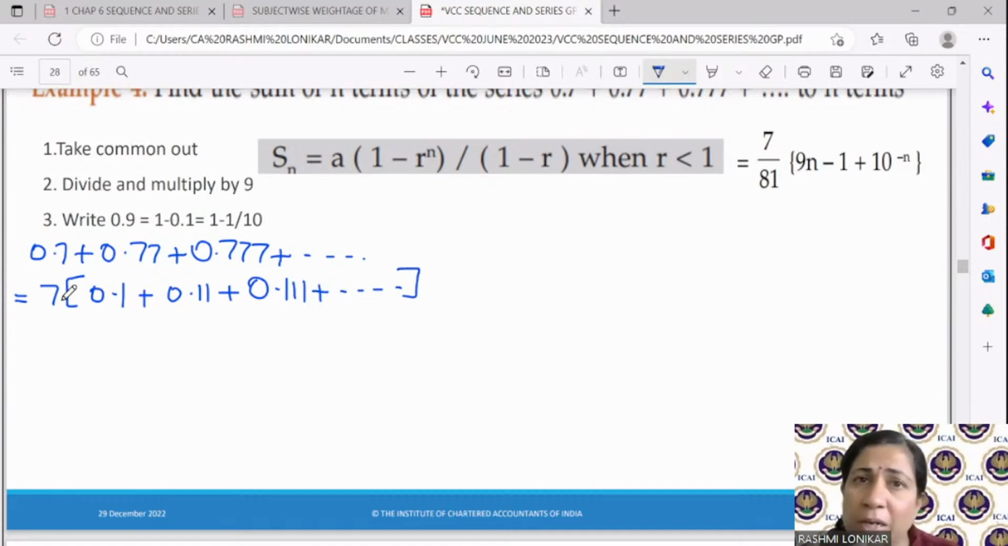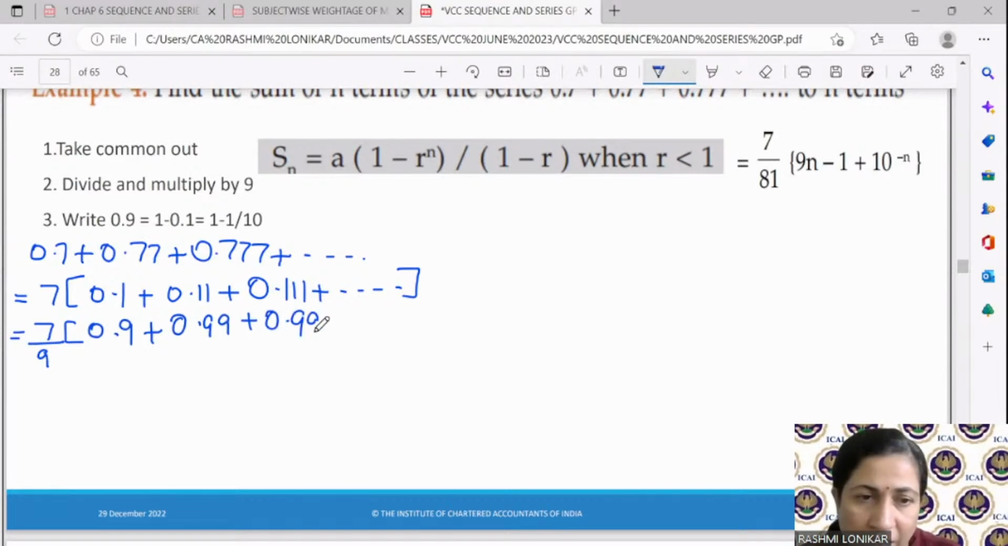Now, second step, multiply and divide by 9. So this is equal to 7 upon 9. What I do is I take the 9 inside the bracket in the numerator. Okay, so this is 0.9 plus 0.99 plus 0.999 and so on. Okay. Now, instead of 0.9, I'm going to write 1 minus 0.1.